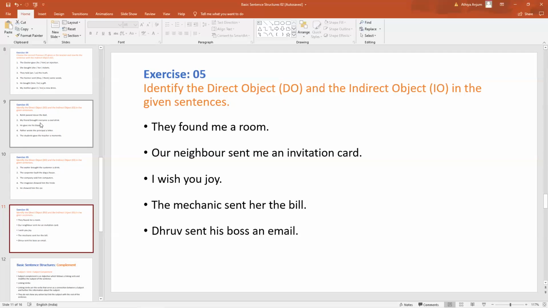After you have learned this, what you have to do is write at least 10 to 15 sentences in this pattern. That is subject plus verb plus IO plus DO. And you should also be able to identify, if a sentence is given to you, in which pattern it is. So to do that, you need to be thorough with the subject. What is the subject? Where does the subject come? What does the subject do?